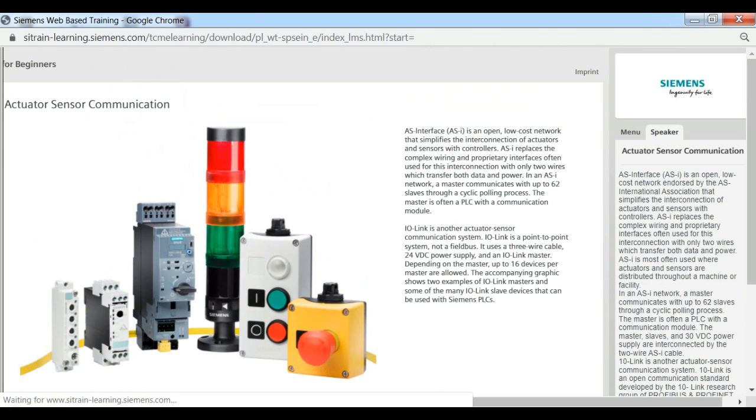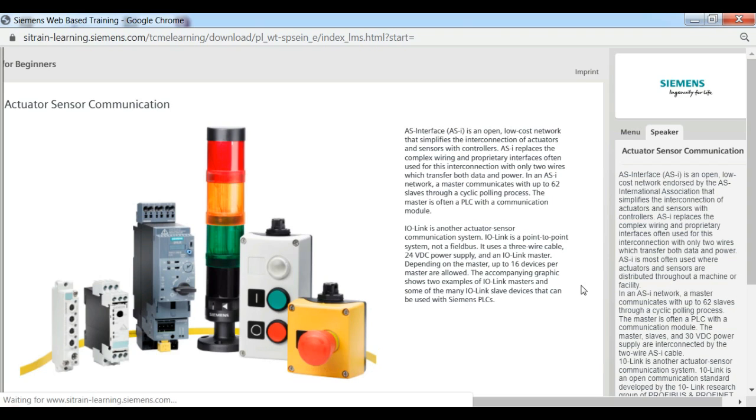AS Interface, ASI, is an open, low-cost network endorsed by the AS International Association that simplifies the interconnection of actuators and sensors with controllers. ASI replaces the complex wiring and proprietary interfaces often used with this interconnection with only two wires which transfer both data and power. ASI is most often used where actuators and sensors are distributed throughout a machine or facility.